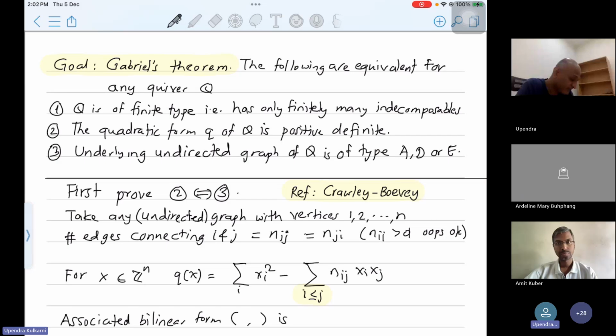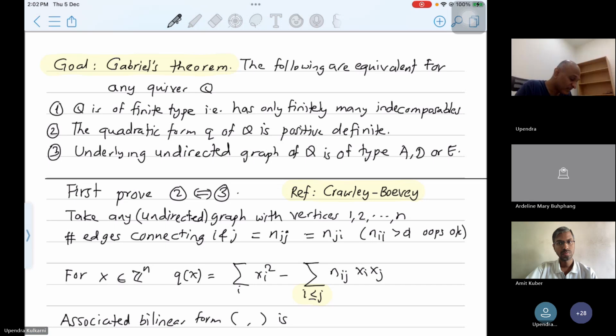So we have stated our goal, which is Gabriel's theorem, which I have written over here. The quiver is absolutely any quiver. For quite a bit of what we will do today, Q is allowed to have cycles, loops at any vertices, anything whatsoever. So that's what is given.